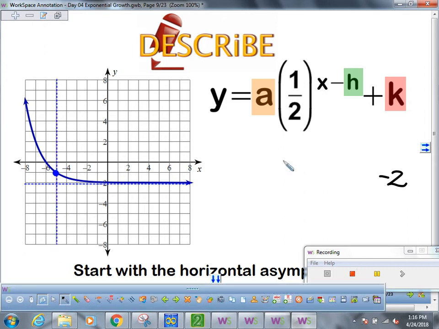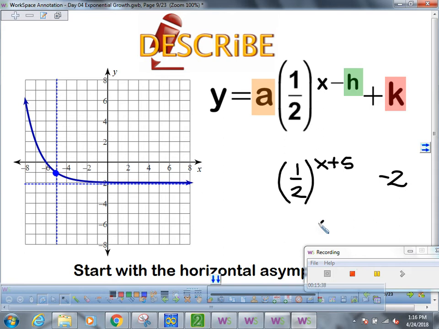So 1/2 is being taken to the x. What did I say, 5? But it's going to be plus 5 because it's always the opposite, right? Because if I set x plus 5 equal to 0, what? You don't think it's 1? Really? I think it's 1.